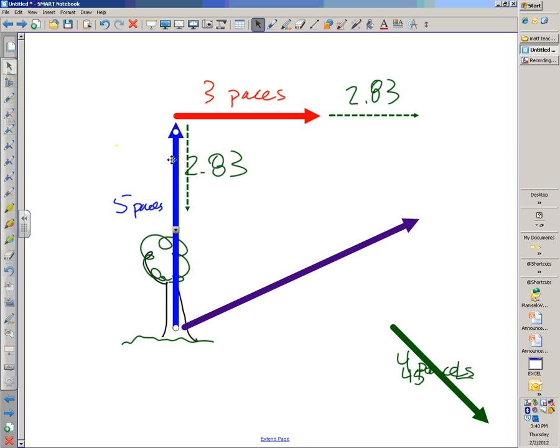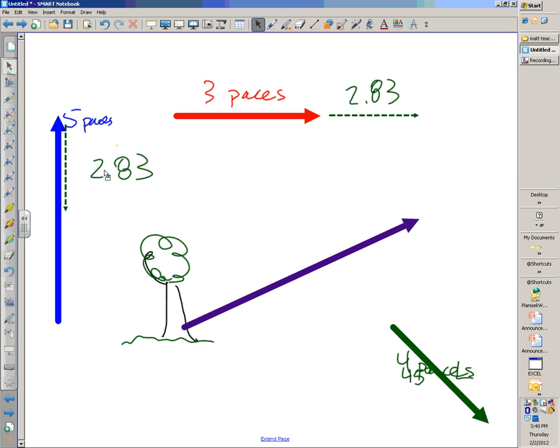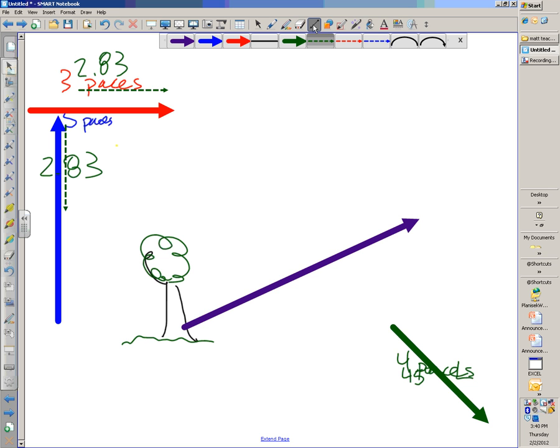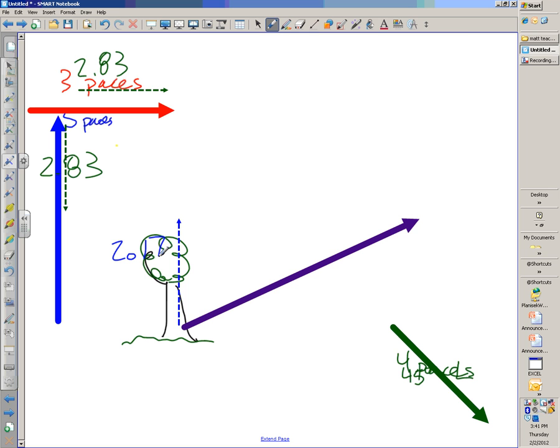And then, just to clean up our drawing a little bit, I'm going to move all these out of the way. You should find that you end up with a y-axis of 2.17 paces and an x-axis of 5.83 paces.